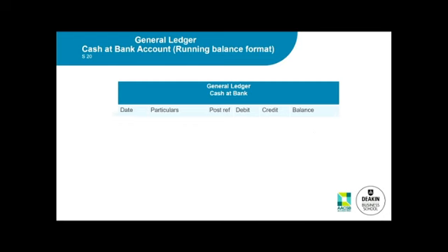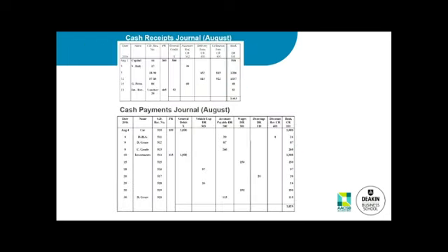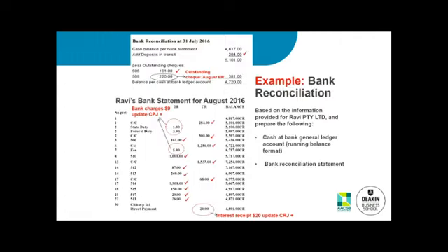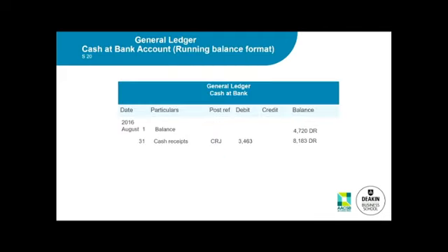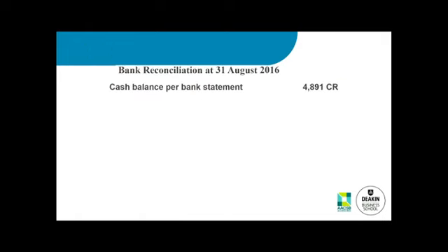What is the bank balance according to the bank statement? How much money do we have at the end of August according to our bank statement? Let's go back. Let's have a look. How much? 4891. 4891, correct, right? That's how much money we have according to our bank statement. So we start off with 4891, credit, because it's from the bank's point of view.